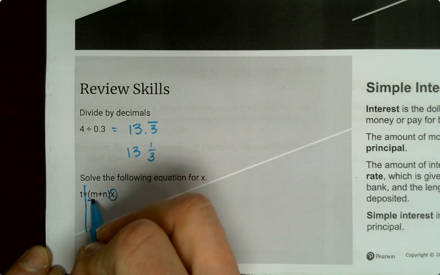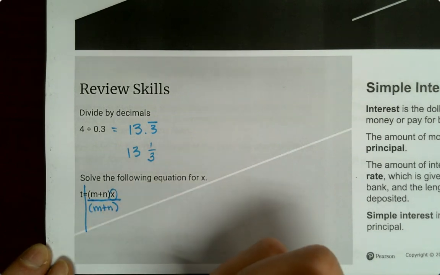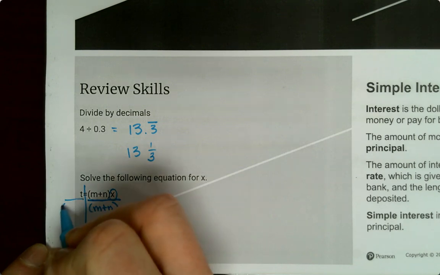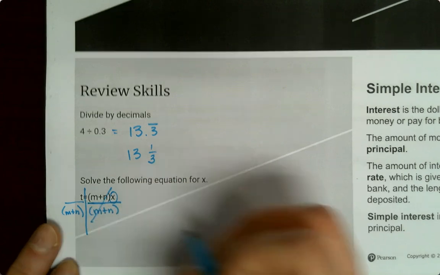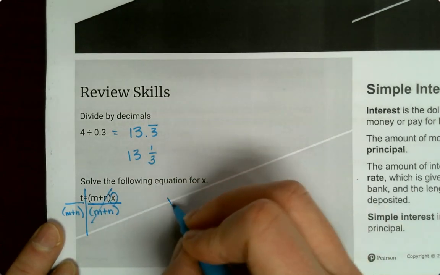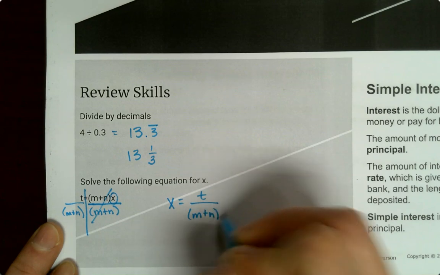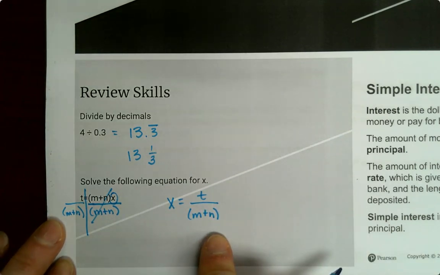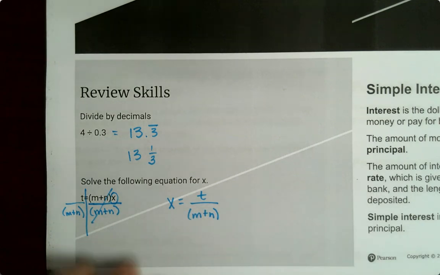So the opposite of multiply is divide. So we can divide by parentheses m plus n. Whatever you do to one side, you have to do to the other. So these cancel, and I'm left with just x equals t over m plus n. And you can leave the parentheses there, or you can take them off, just as long as t is over the top of both of those.